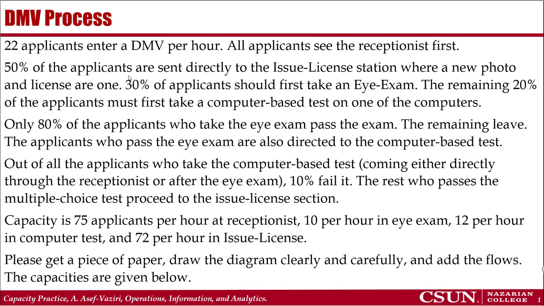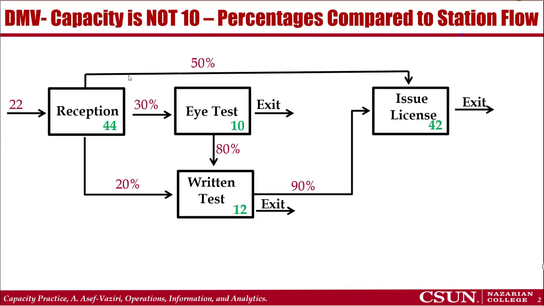This is the second problem I solved regarding capacity when 100% of flow does not pass through all resource pools, through all stations. Let's think about a Department of Motor Vehicles when individuals go there to renew their driver's license. 22 customers come in per hour. That is 100% of arrivals.